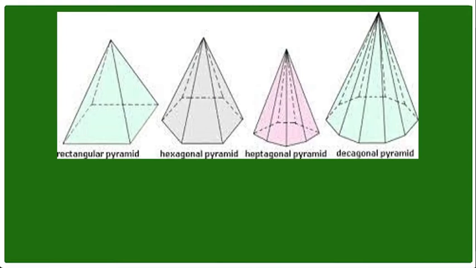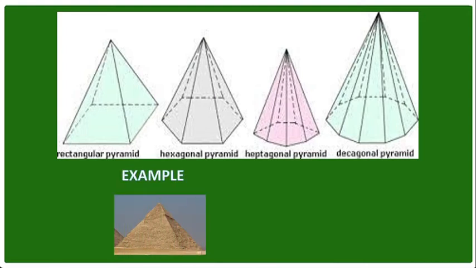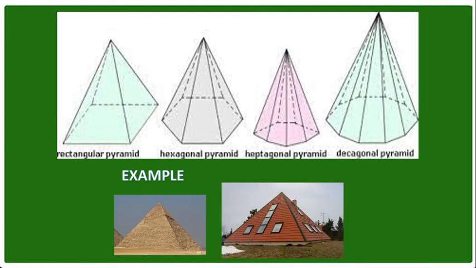Okay, so here are some examples. This is what we call the Pyramid of Egypt, or we can say that the roof of your house is a pyramid type. So we can say that it resembles a pyramid.